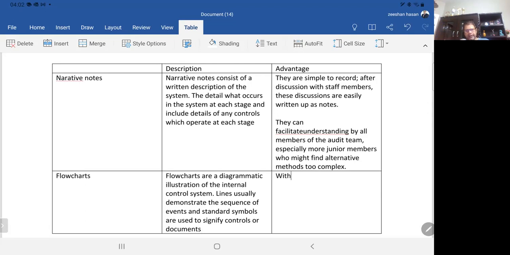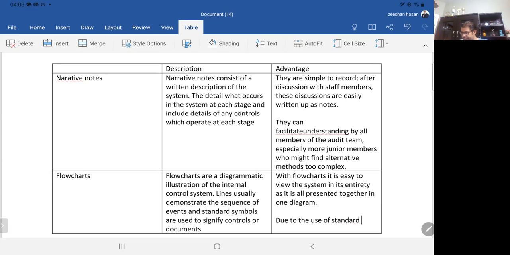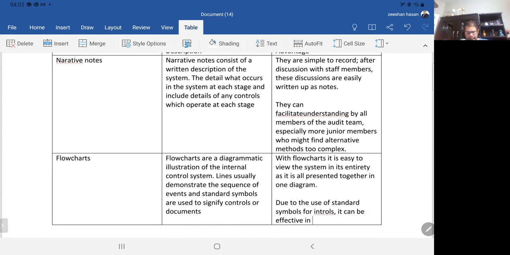Now let us give the advantage. With flowcharts, it is easy to view the system in its entirety as it is all presented together in one diagram. Next advantage, due to the use of standard symbols for controls, it can be effective in identifying missing controls.